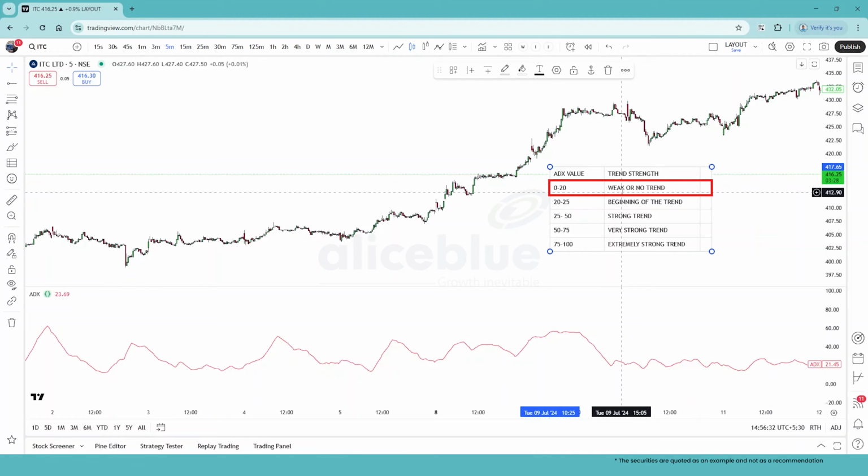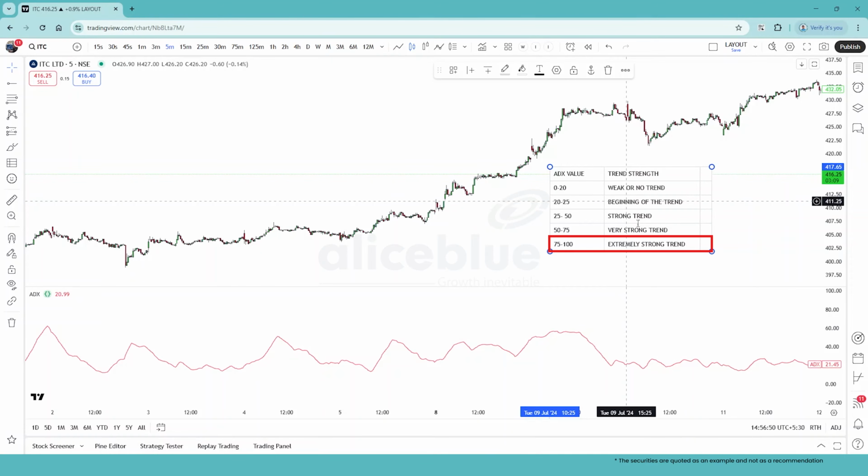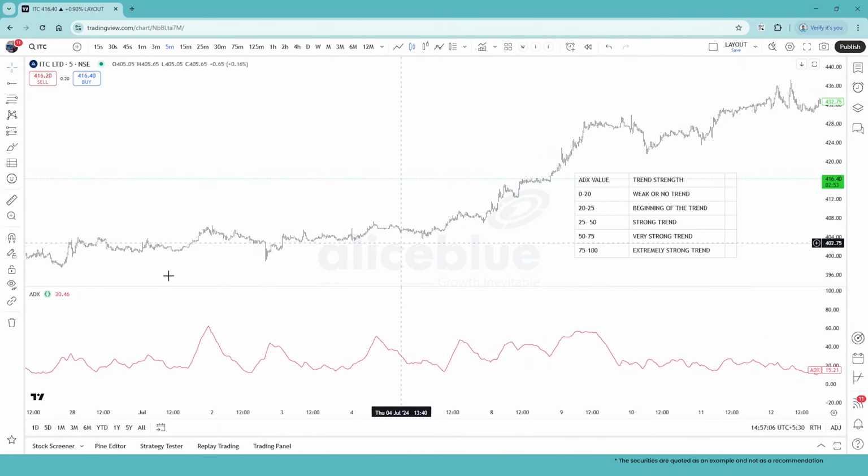It shows there is no trend or the trend is very weak, and if the value is 20 to 25, it shows the beginning of the trend. From that point the trend is going to happen, and 25 to 50 shows a strong trend, 50 to 75 a very strong trend, and 75 to 100 an extremely strong trend. 75 to 100 happens only in very rare cases. At the 75 to 100 level, it is a very strong trend, and a trend reversal can also happen. So these are the values.